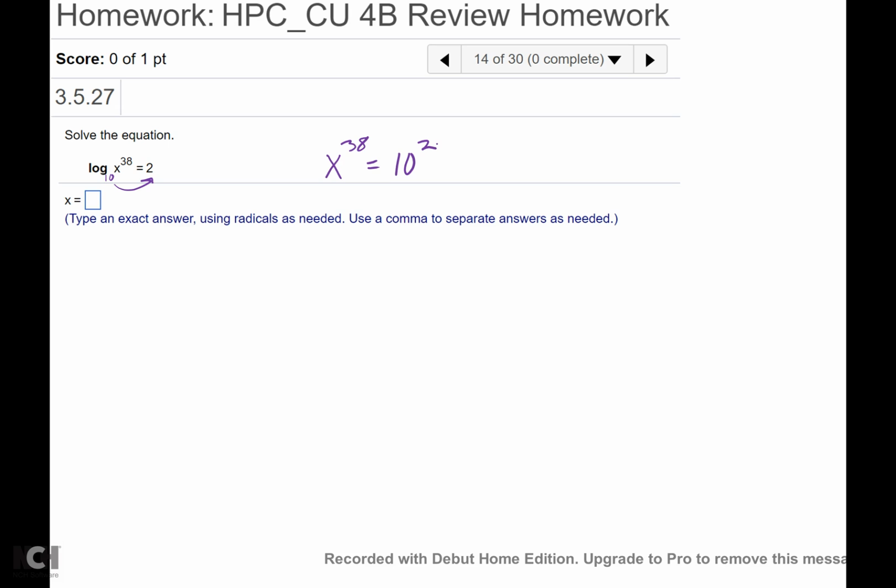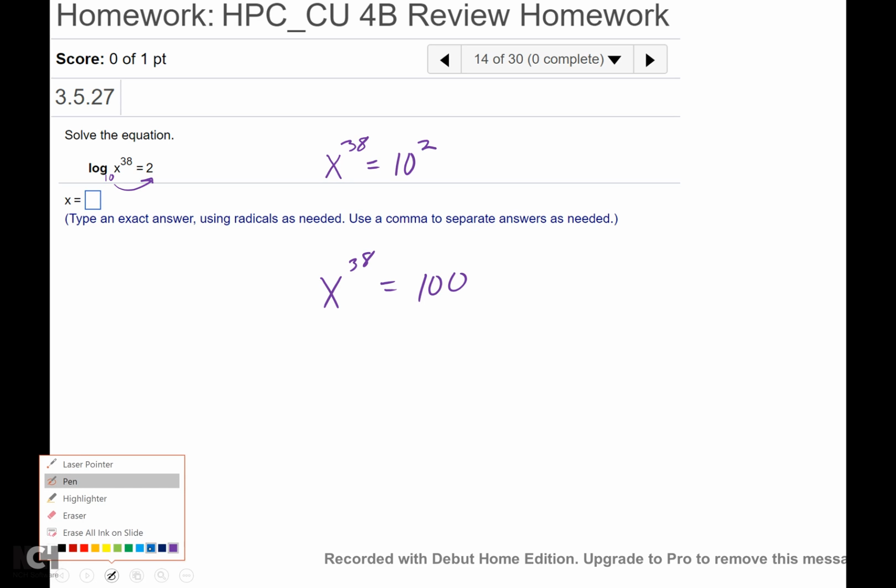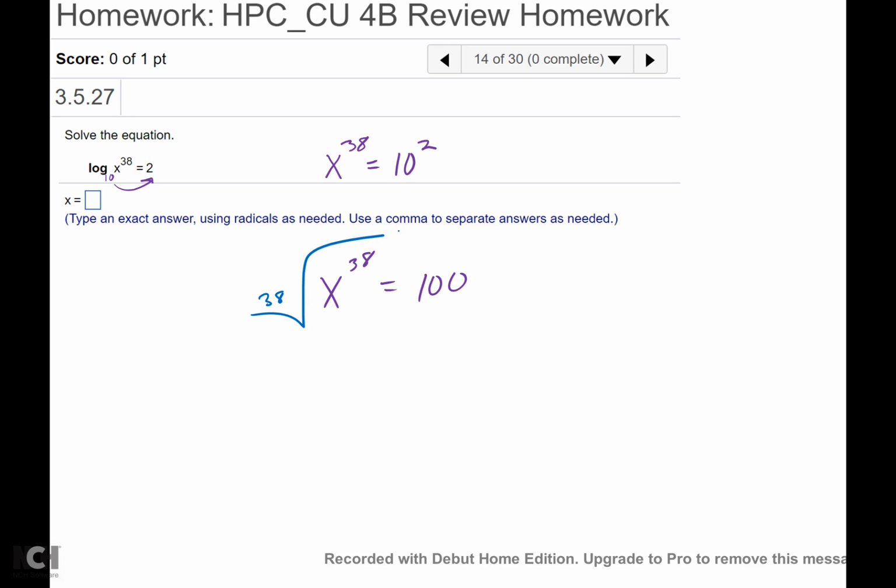So now that's going to give me x to the 38th equals 100. And to get rid of that exponent of 38, I'm going to take the 38th root. That gives me x equals, and if I do 38, math 5, 100, I get 1.128837892. Oh, they want radicals.